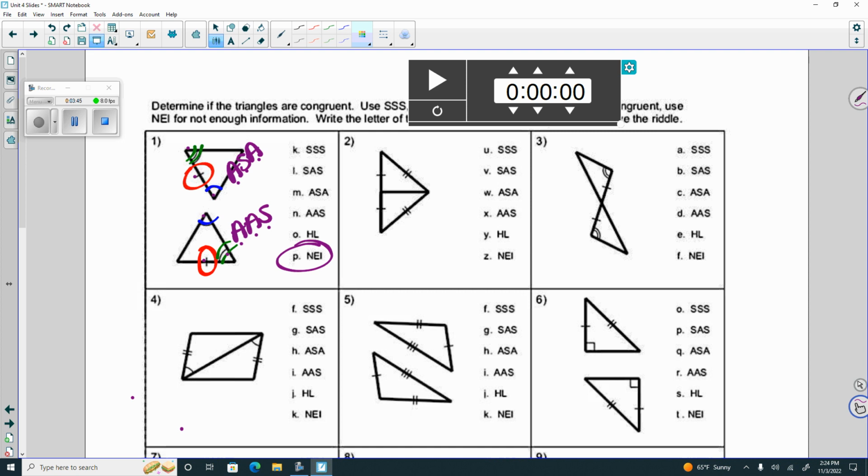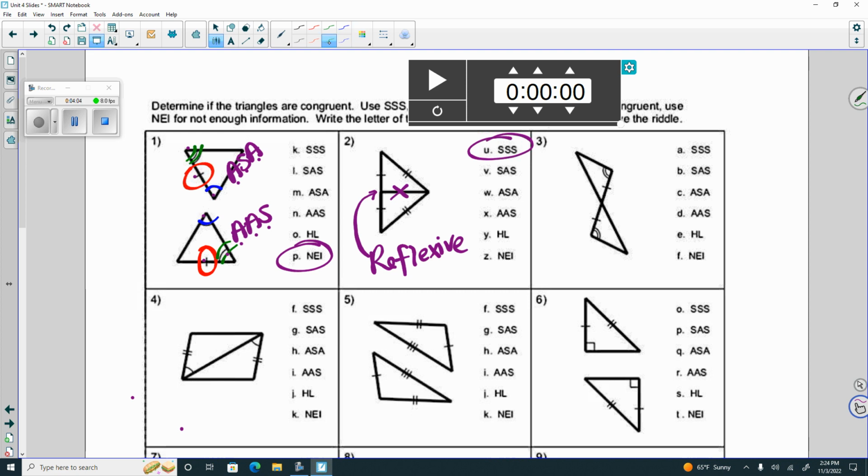Over here in number 2, we should notice that we have the reflexive property right here, that this side between these 2 angles, they're sharing. And we should notice that we have 3 sides that are congruent here now. So this is side, side, side.